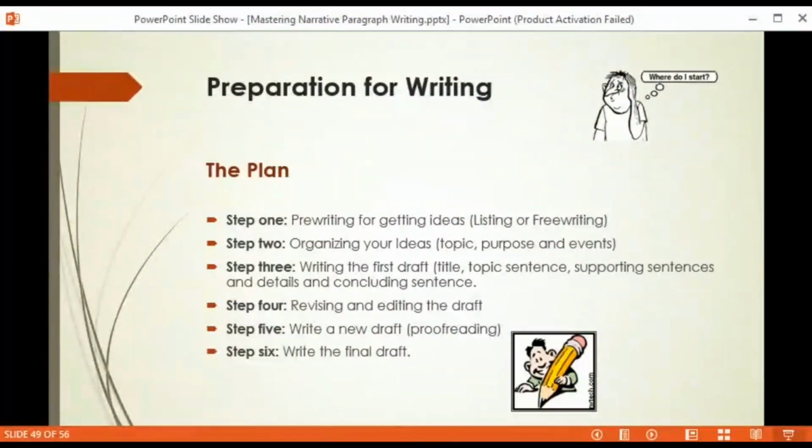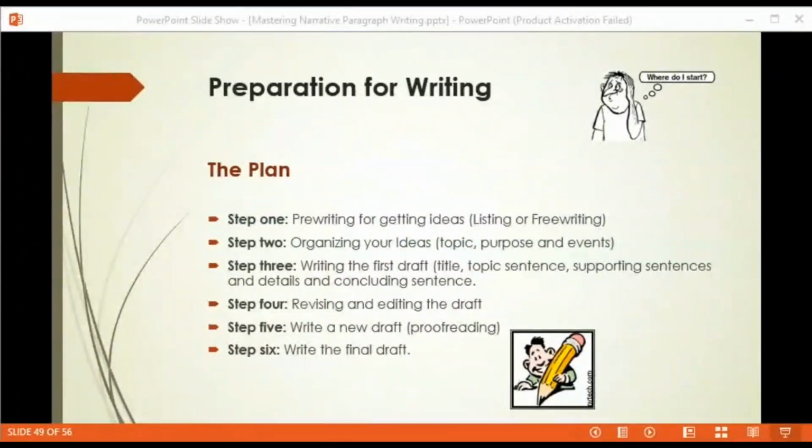Can you start? Write me a paragraph, a short narrative paragraph of 6 sentences. 2 of them are the topic sentence and concluding sentence. 4 of them are supporting sentences. When you finish writing, send your paragraph in the chat box. Next slide, please.